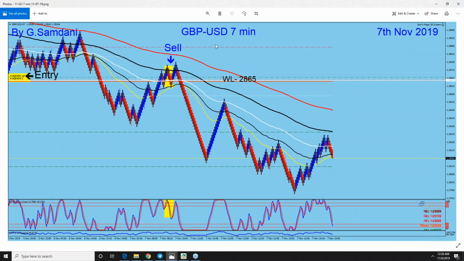Similarly, pound USD again. See, I just told you that I took this one, and then this is what it is. Entry, SL move to break even plus, and all the way down.